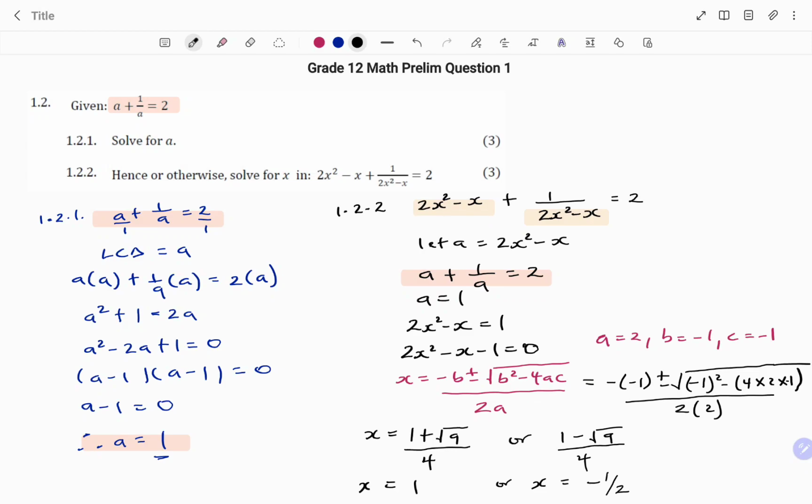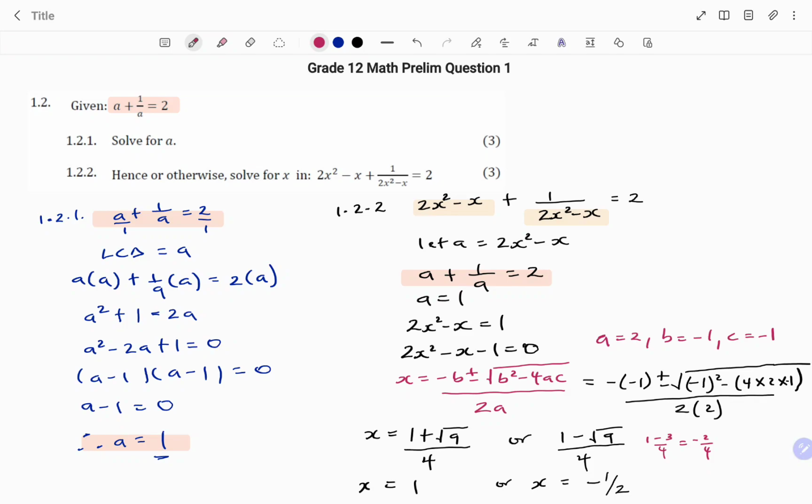Let's look at the next question. I got that from 1 minus, that'll be 1 minus 3 over 4. That's minus 2 over 4, which is minus 1 over 2. Let's look at the remaining part of the question.